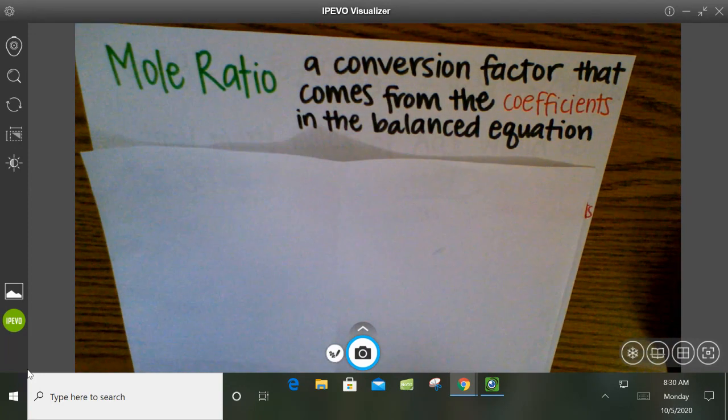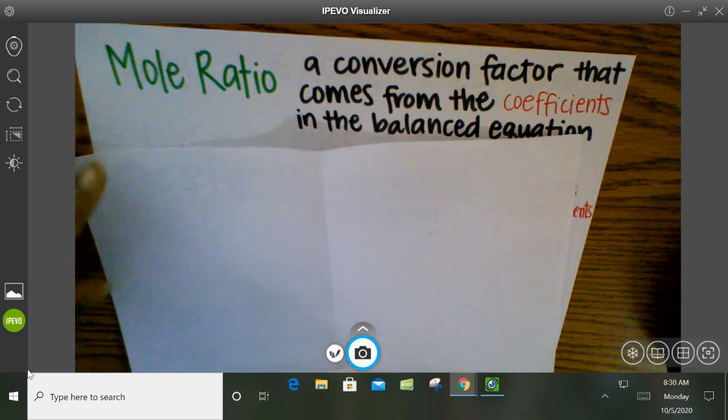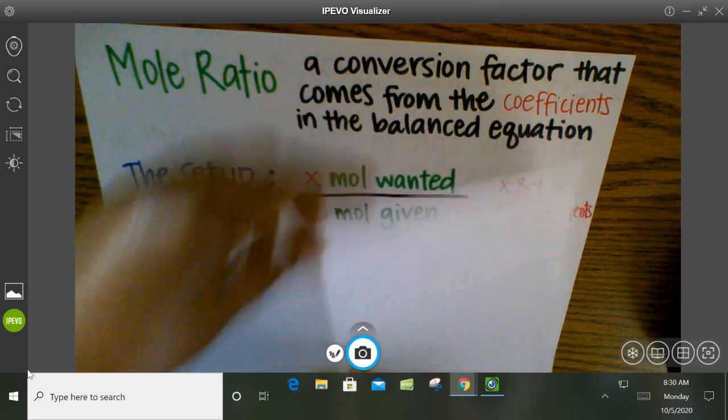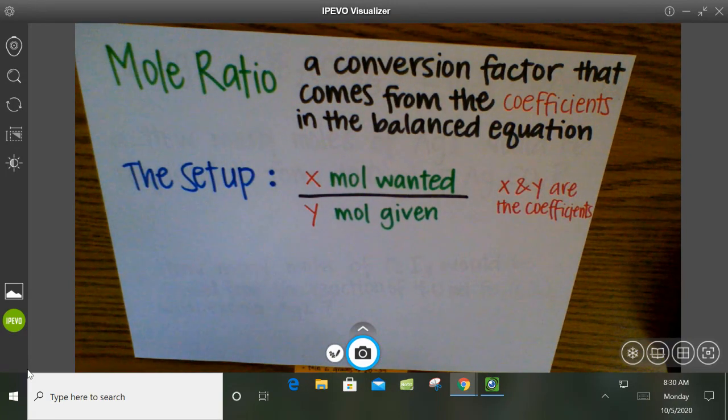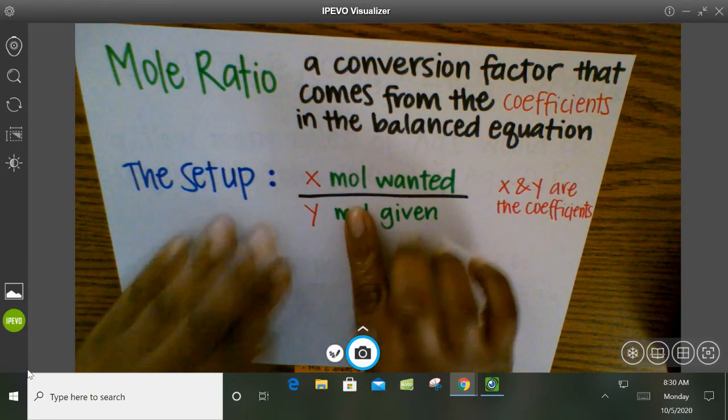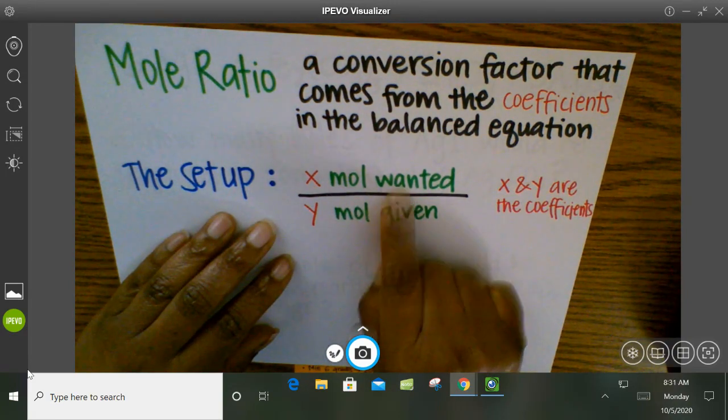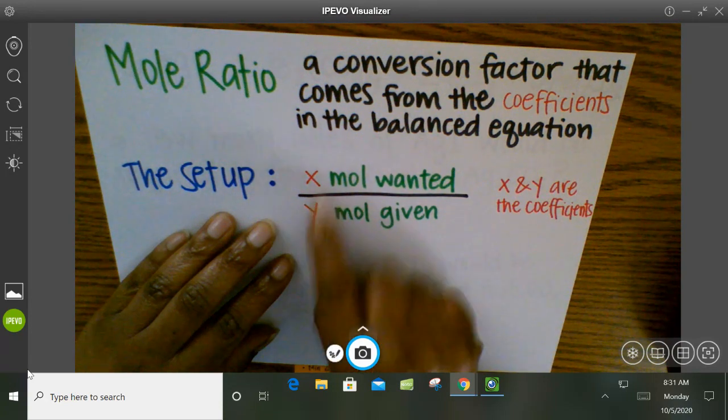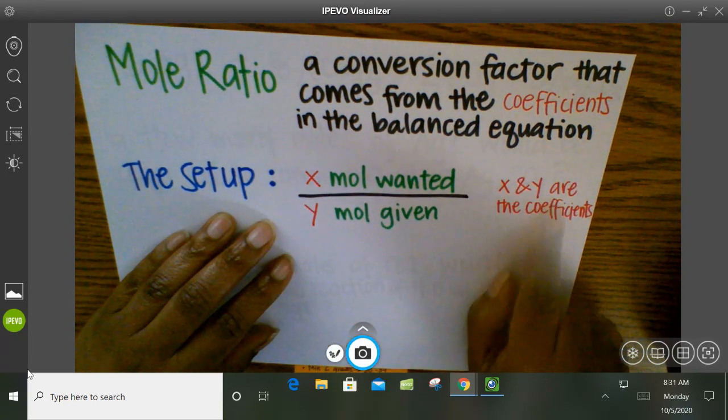The mole ratio is a conversion factor. It's a fraction, and it comes from the coefficients in your balanced equation. So balancing that equation is very important in order to do this correctly. Now, how does the mole ratio look? I said it was a fraction, and so you're going to have what you want over what you're given. And then X and Y are your coefficients.